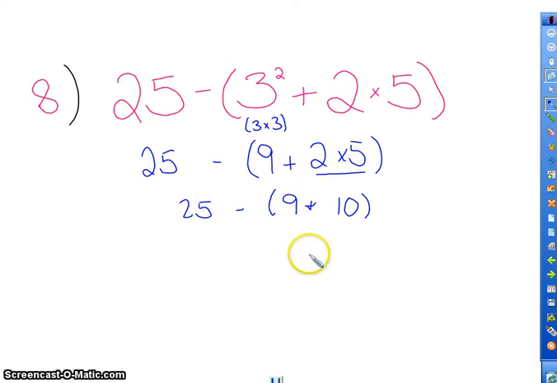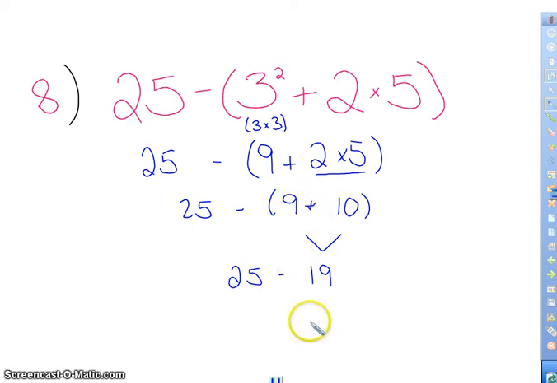Okay, finishing out my parentheses, 9 plus 10 is 19. Okay, I don't need to leave the parentheses on there anymore because I've completed doing all my operations in there. So I'm going to do 25 minus 19, and that leaves me with 6, and that is my solution.